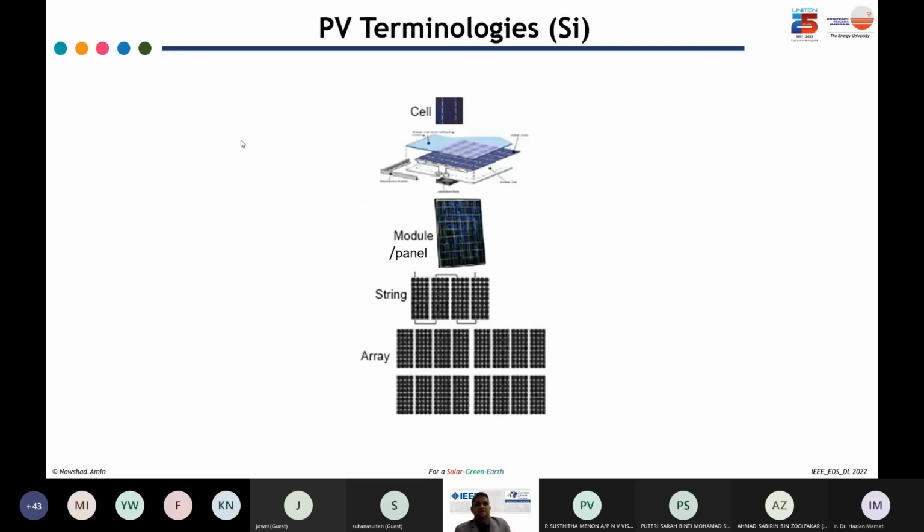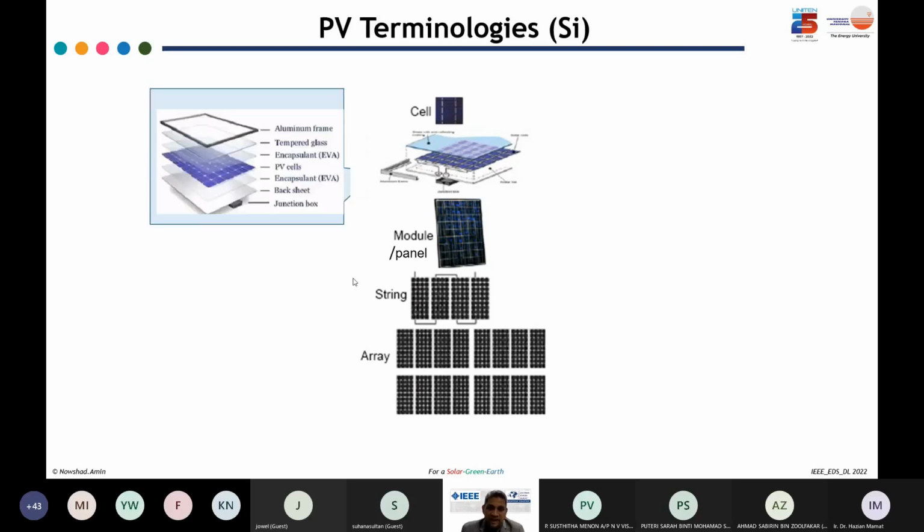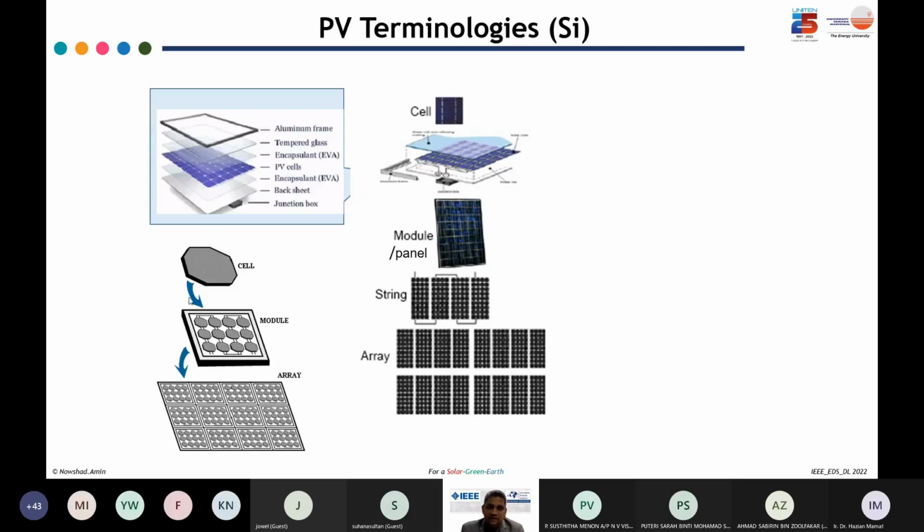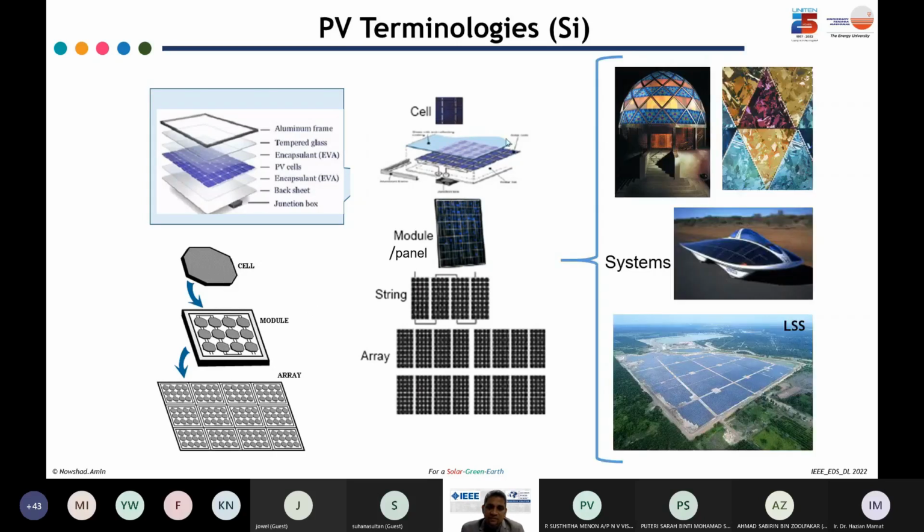So, terminologies: starting from the solar cell, it becomes a module or panel. Then if we put them in series, we call it a string. If we put them in series and parallel combination, we call it an array. And solar systems can be an individual house or even a solar car, an exotic solar car, or a large-scale solar farm for utility power supply.